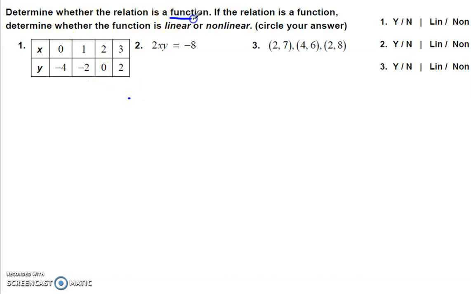Determine whether it is a function. Okay, if you have a table like this, you want to check to see does any x value repeat. Domain x is a faithful hun. Okay, that is a function.